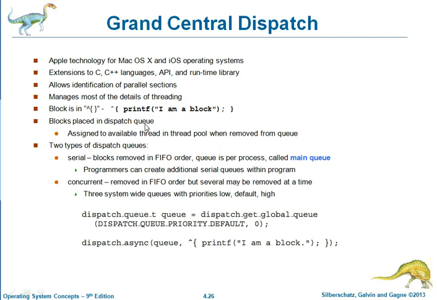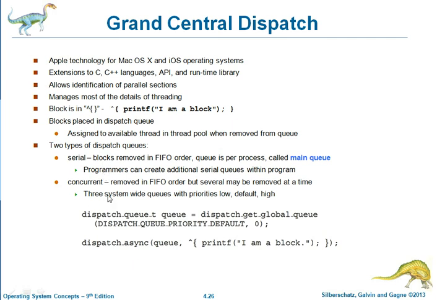GCD schedules blocks for runtime execution by placing them on a dispatch queue. When it removes a block from a queue, it assigns the block to an available thread from the thread pool it manages. GCD identifies two types of dispatch queue. Blocks placed on a serial queue are removed in first in, first out order. Once a block has been removed from the queue, it must be completely executed before another block is removed. Each process has its own serial queue known as the main queue. Developers can create additional serial queues that are local to a particular process. Serial queues are useful for ensuring the sequential execution of several tasks.